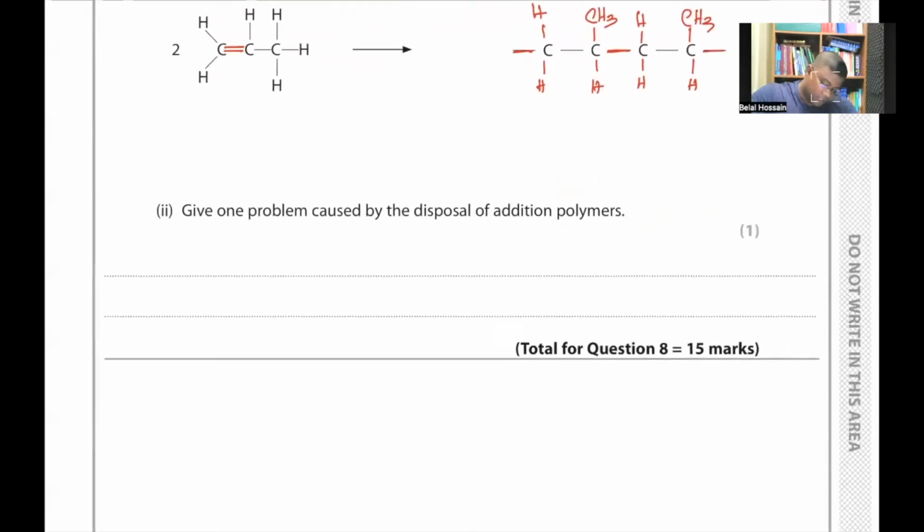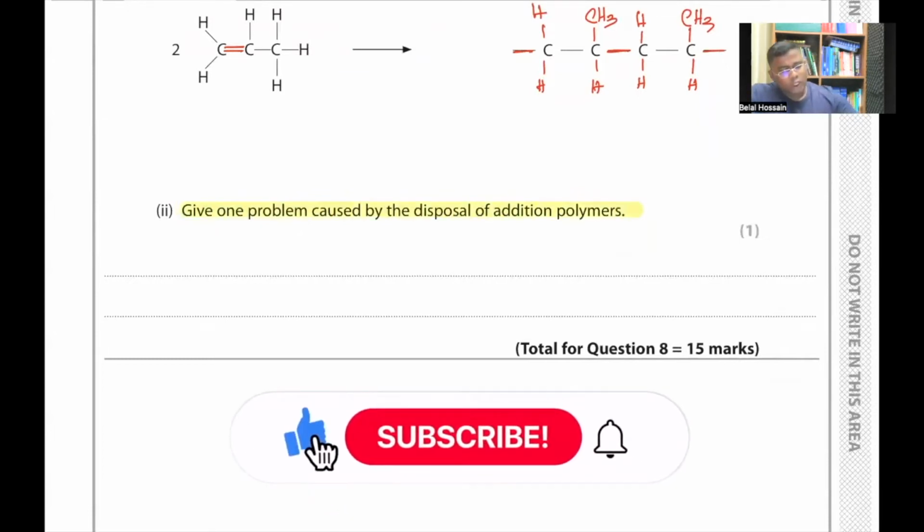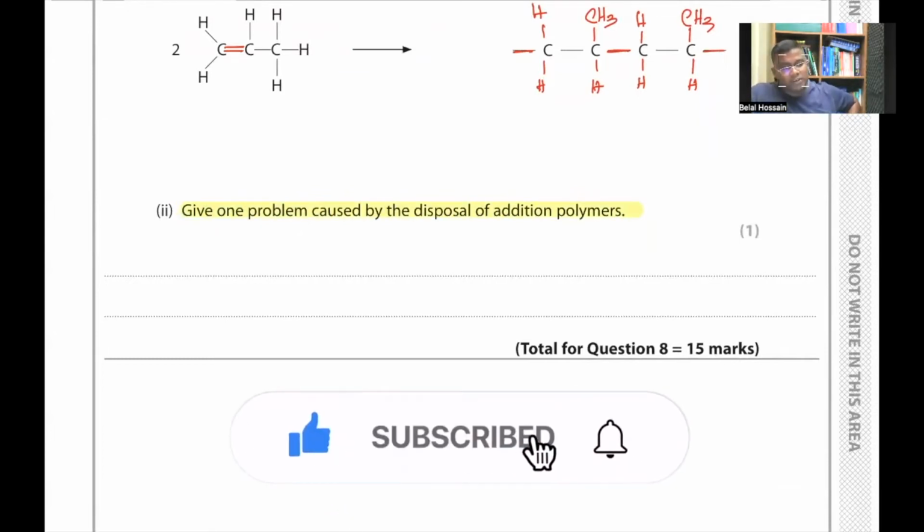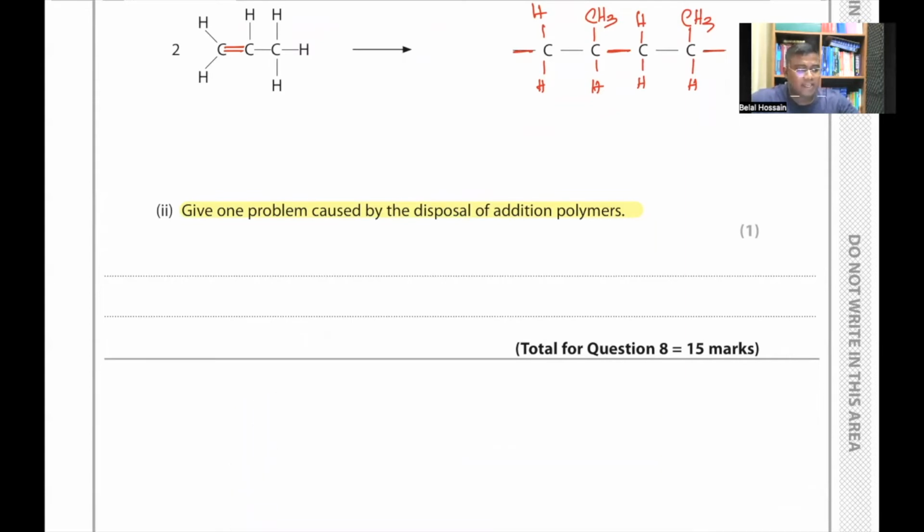Next question. Give one problem caused by disposal of addition polymers. We know that addition polymers are mostly non-biodegradable. So they will fill up landfill sites. They will emit greenhouse gases when they're burnt. So these are the problems.